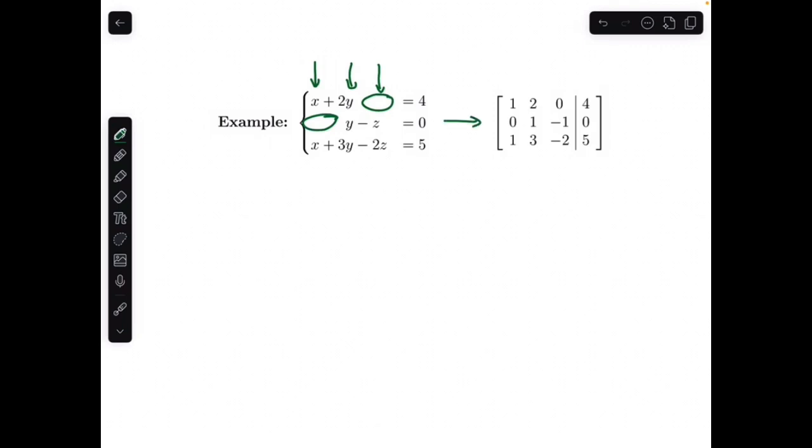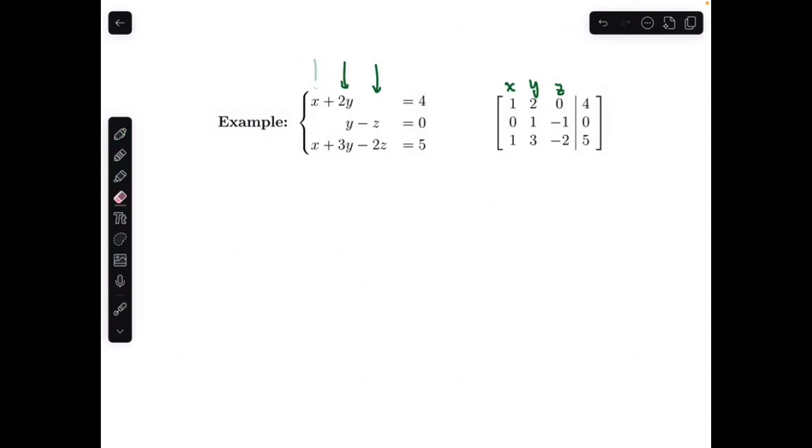So the coefficients for the top equation will be 1, 2, 0, 4. Because there's no z value, I need this 0 right here. In the second equation, there's no x coefficient, so I need this 0 right here. So make sure that if you're missing some variables in your equations, you put the zeros in the right places. That's why it helps to line things up the way I wrote it: x, y, and z lined up in columns so that you get an x column, a y column, and a z column.